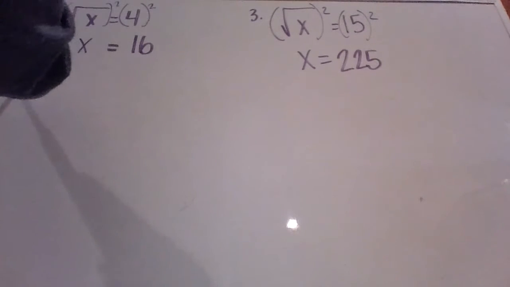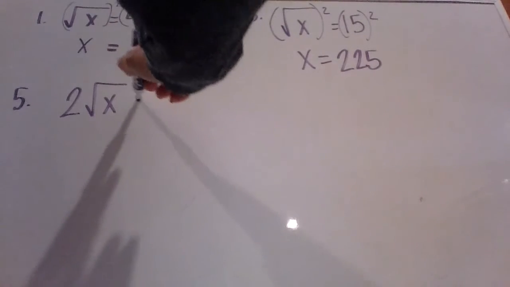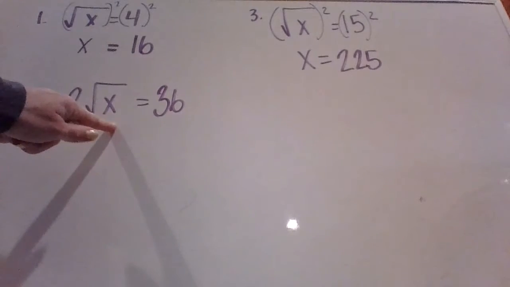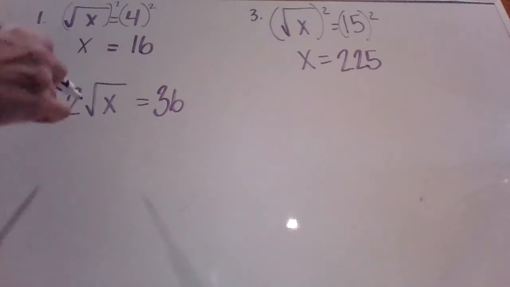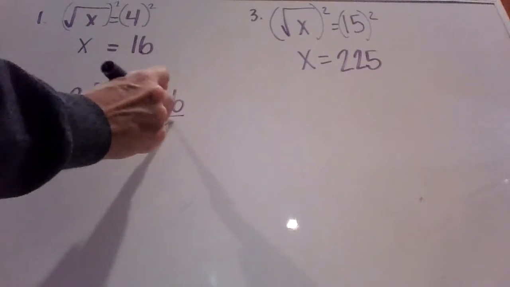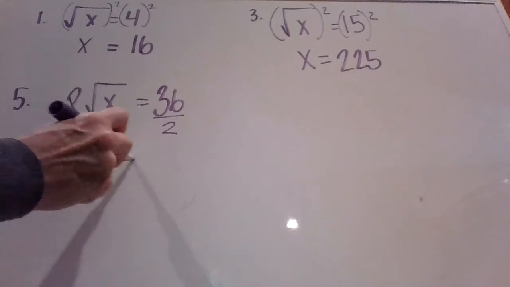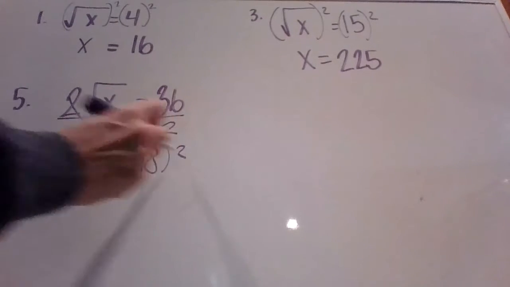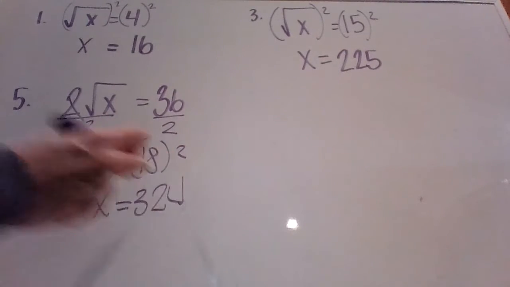Let's go to number 5. 2 times the square root of x is equal to 36. Well, I don't want to square all of this. The only thing I want to square is anything that's with the square root or the radical sign. So I'm going to divide both sides by 2. This eliminates the 2, and I'm left with the square root of x is equal to 18. Now I square both sides, and x is equal to 324.